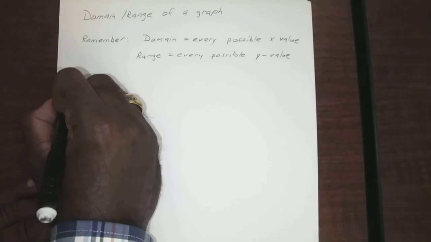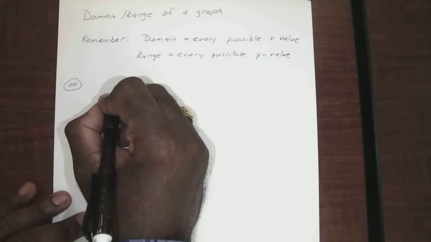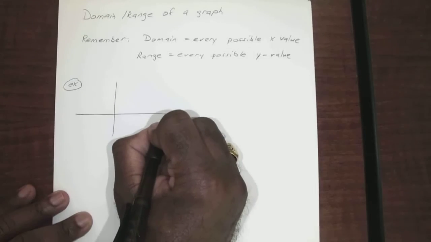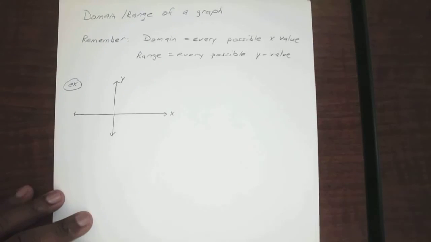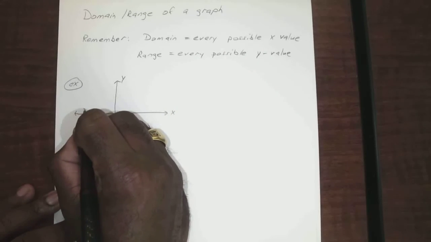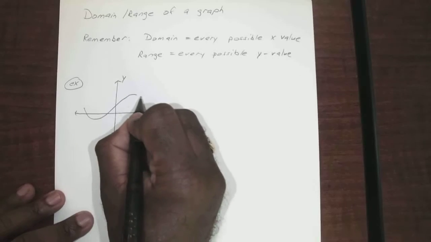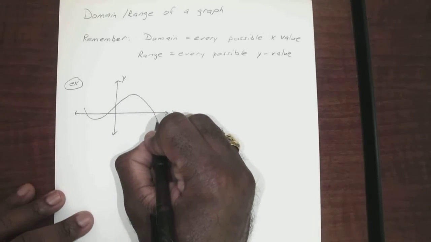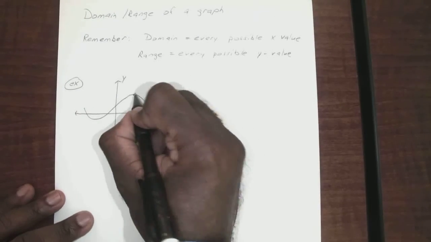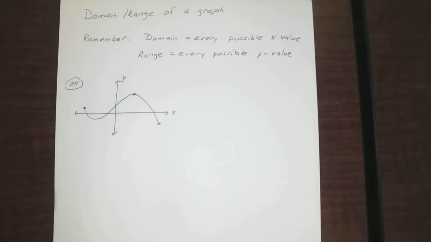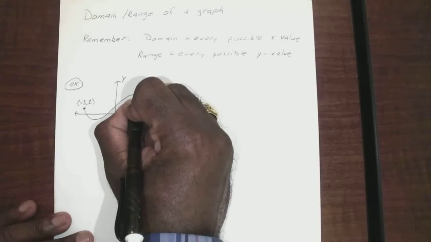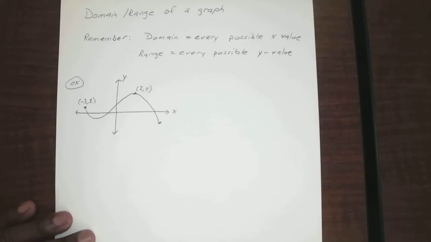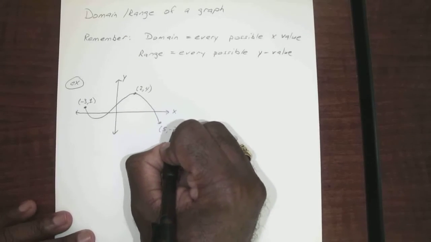Okay, so let's say, for example, if we have a graph that's your x and that's your y. Let's say we have a graph that looks like that. And we're going to highlight those specific points. Okay, so let's say this point is -3, 1. This point is 2, 4. And this point here is 5, -2.